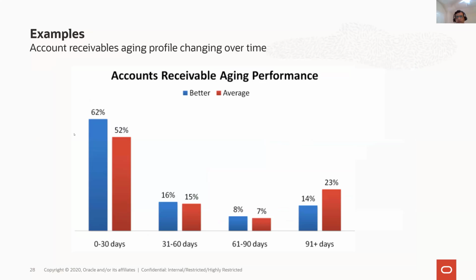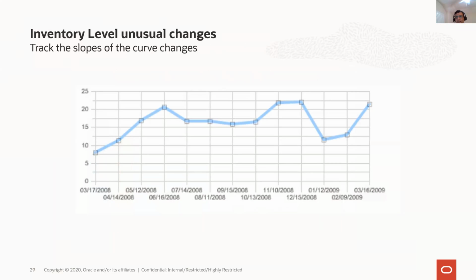Another example, your account receivable aging bucket performance. Again, there's possibly a specific shape which is healthy for the business, and you want to search through different customer segments, business groups, etc., to see where the shape of the curve is deviating. That should be possible. Another example, inventory balance.